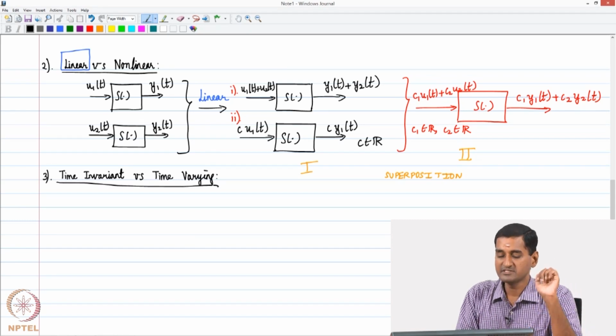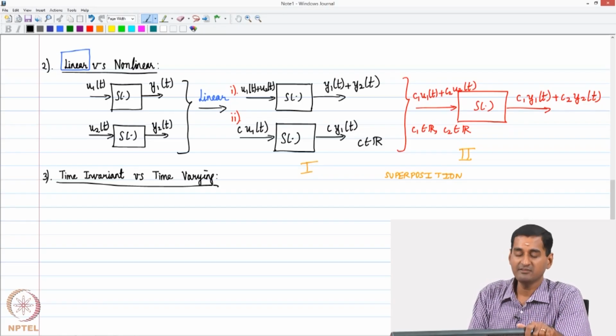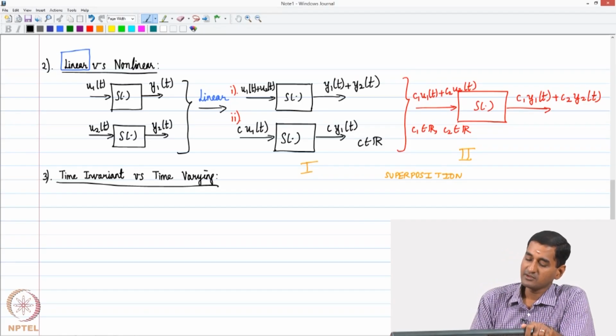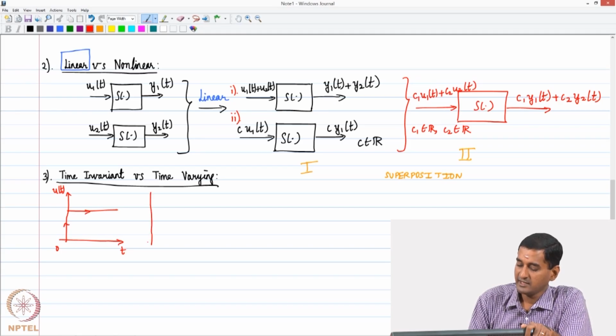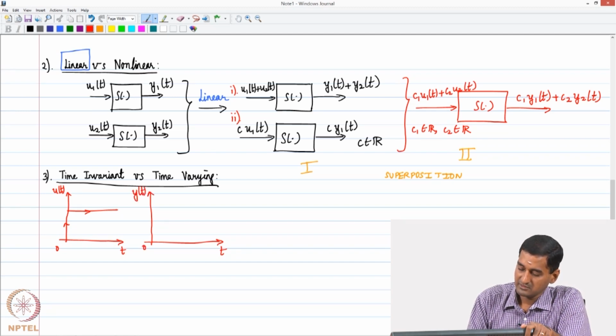Okay. So, the question is, what is this concept of time invariance? Let me demonstrate by a simple diagram. Let us say I have a system and I provide some input to it, u of t. At time t equals 0, let us say I provide a step input and I get an output, which is some output like this.